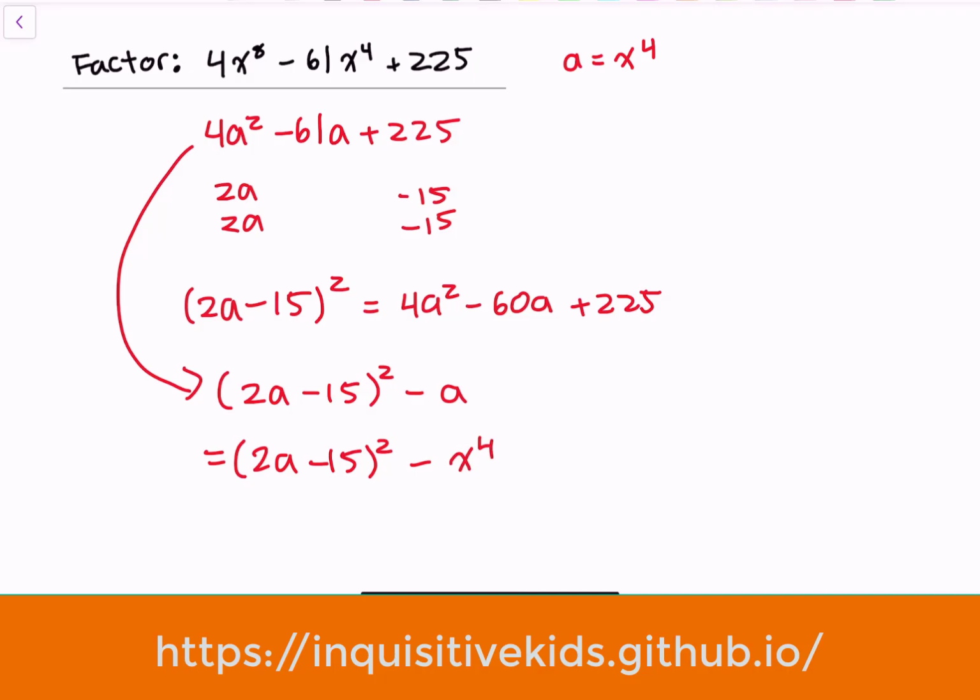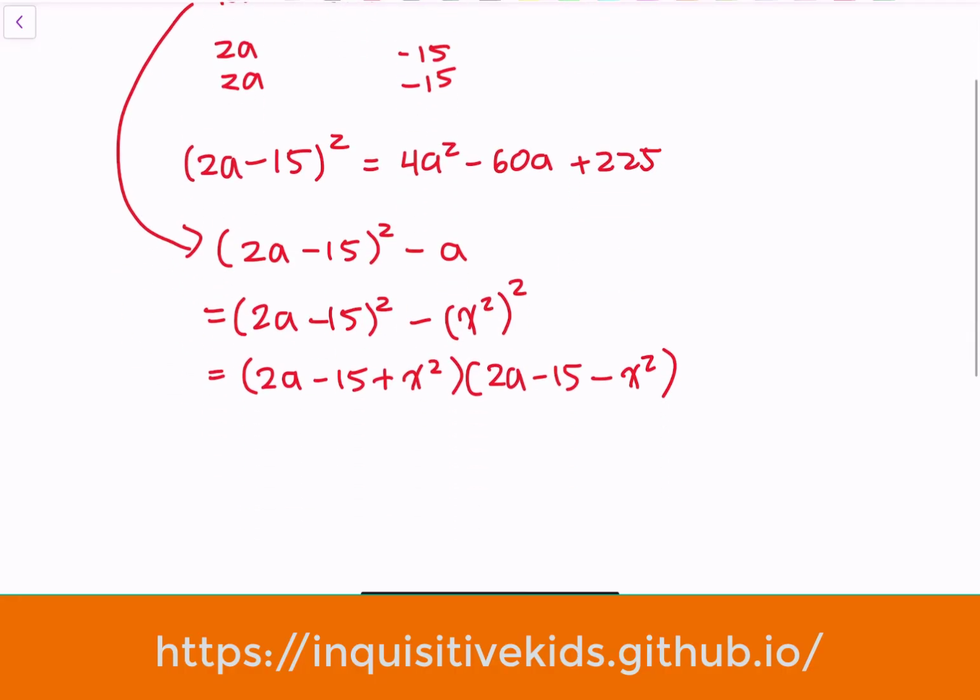As you can see, we have a square subtracting another square. I can rewrite the x to the 4th as x squared squared to help you better see this. We can now use the square difference formula. The square difference formula is 2a minus 15, the first base, plus the second base, times 2a minus 15 minus the second base. And now we can substitute a with x to the 4th power.